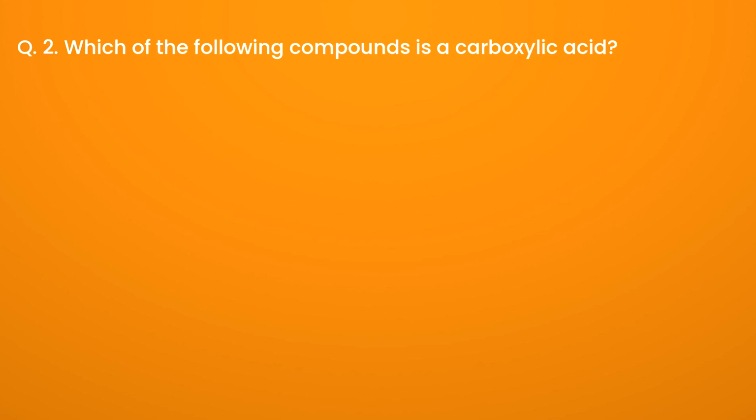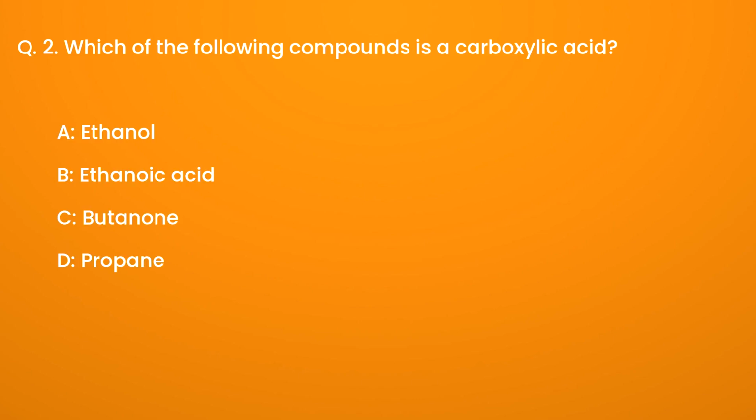Question: which of the following compounds is a carboxylic acid? Option A. Ethanol. Option B. Ethanoic acid. Option C. Butanone. Option D. Propane. You have 5 seconds to answer the question.